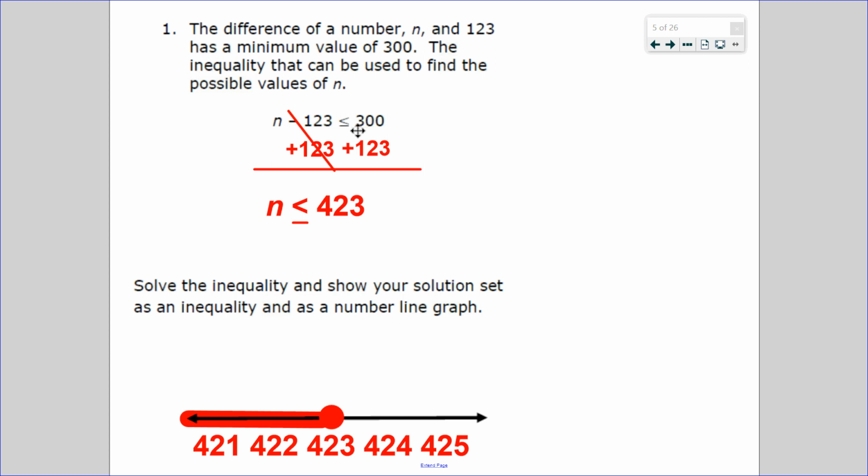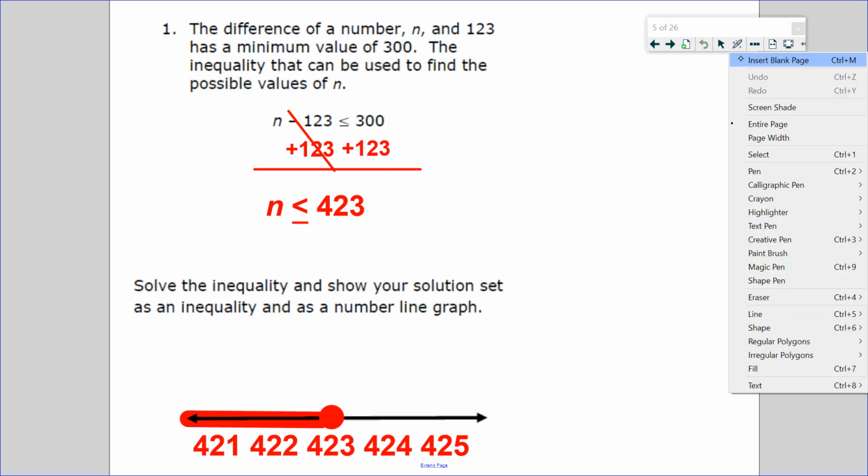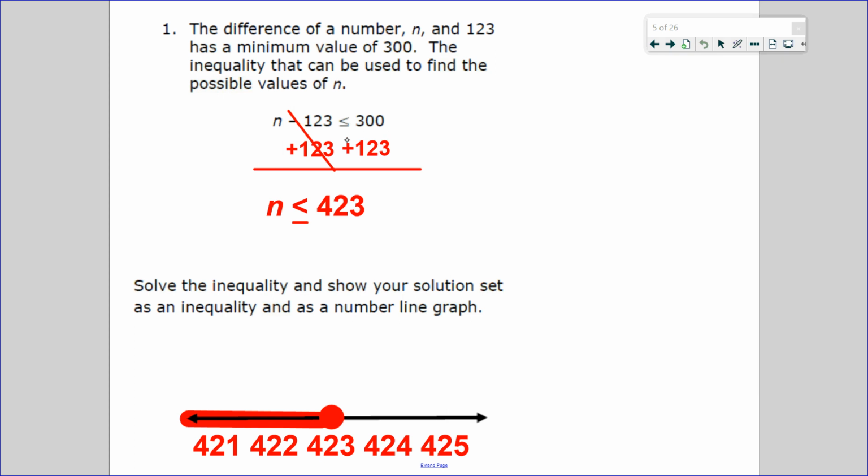So how do you undo a minus 123? You add 123 to both sides. This side to side, this cancels. So n is less than or equal to, what's 300 plus 123? 423. So this is our inequality.